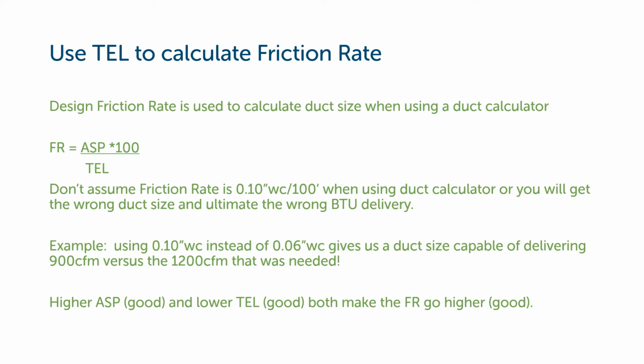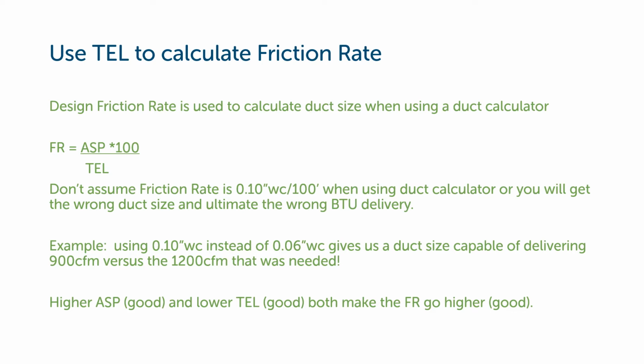Here's the formula for calculating friction rate. It's just the available static pressure times 100 feet divided by the total equivalent length. Friction rate is given in inches of water column per 100 feet of equivalent length. And you have to use the calculated version when you use these duct calculators to size your ducts, because if you assume the friction rate is 0.1 inch per 100 feet, you may or may not be right. Here's an example. If we use 0.1 instead of the calculated 0.06 inches, that's going to give us a duct size that'll deliver 900 CFM versus the 1200 CFM that we wanted.